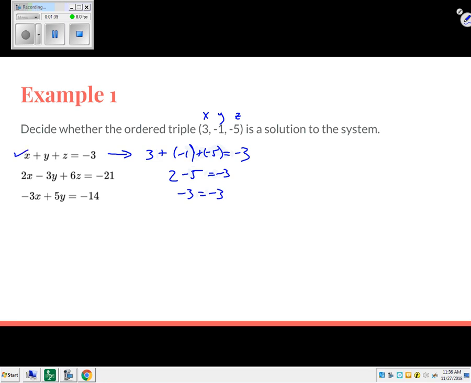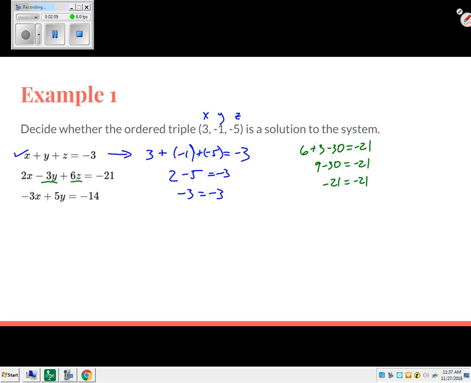I don't want to write yes or no yet, so I want to go through and check them all. Checking this next one right here, I get 2 times x, that would be 6. -3 times -1, that's a +3. And I have a 6 times a -5, that's a -30. Let's see if that equals -21. 9 minus 30, and -21 equals -21. I'm good so far. Still not ready for a yes. I have to make sure it works on all 3 of these.